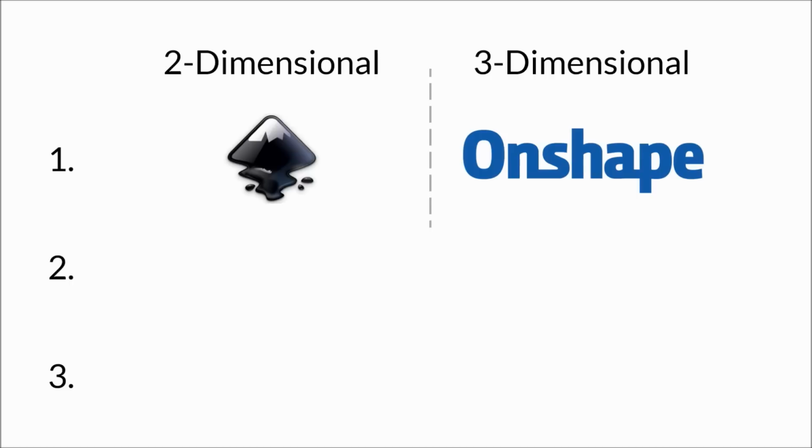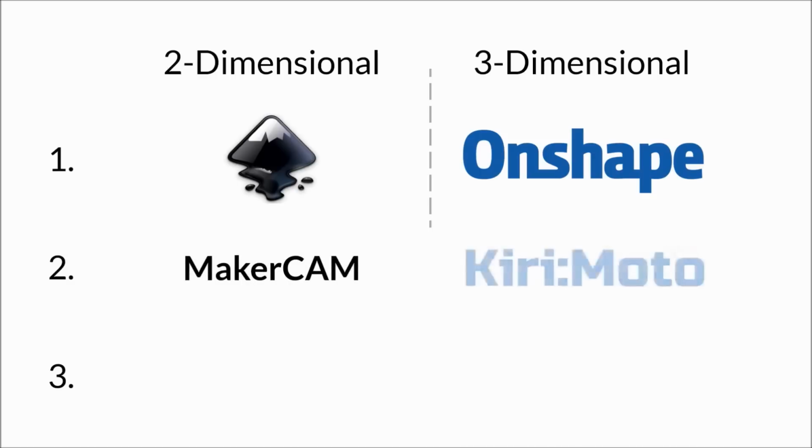The second step in this process is turning your created model into a file that a CNC machine can understand. These programs are called CAM programs, and they generally output G-code files. If you've created a 2D drawing, then we recommend using MakerCAM to create your G-code file, and if you've created a 3D model, then we recommend using Kiri:Moto. Both of these programs are also free to use and are easily accessible through your computer browser.